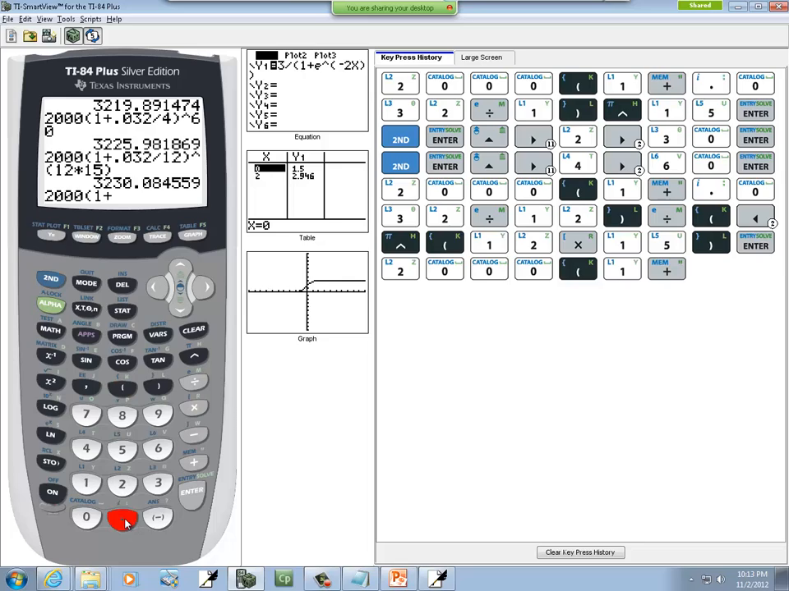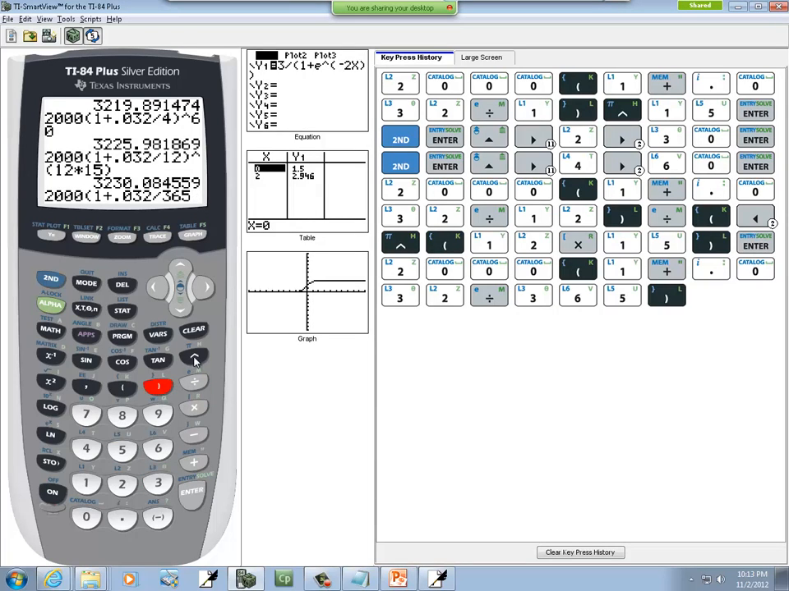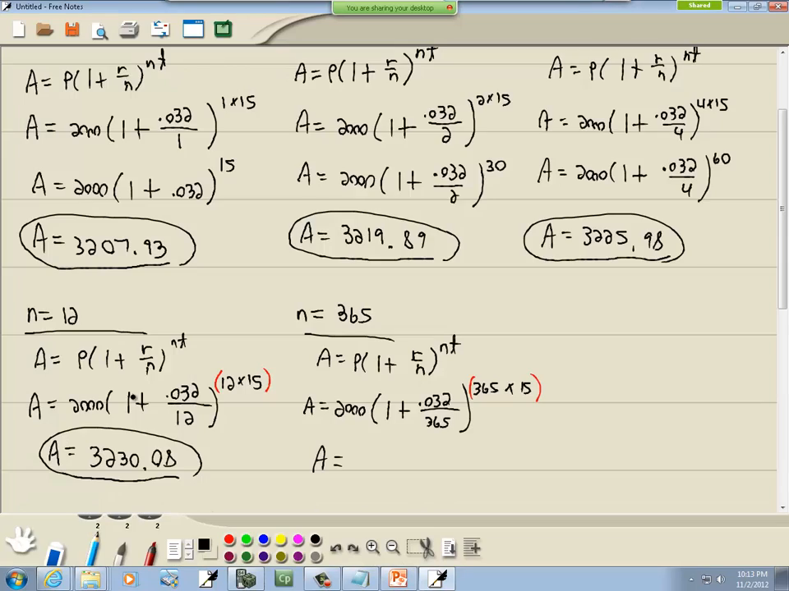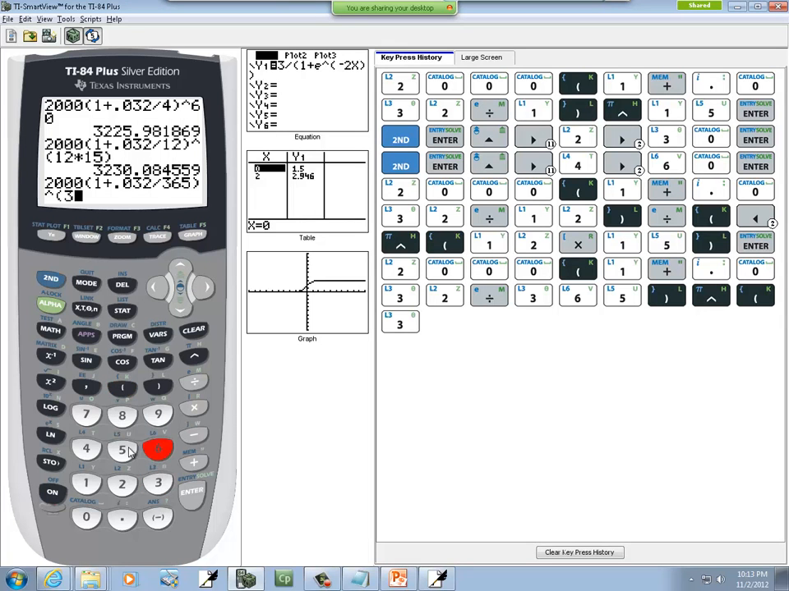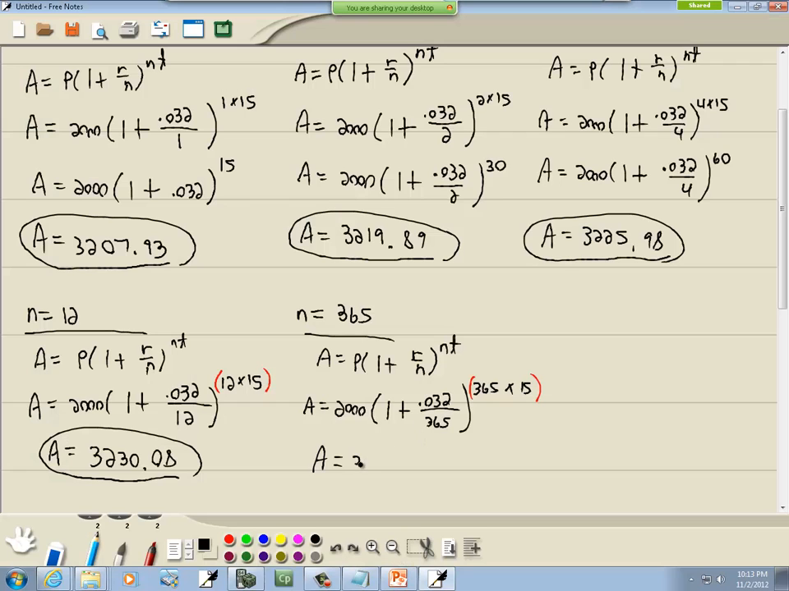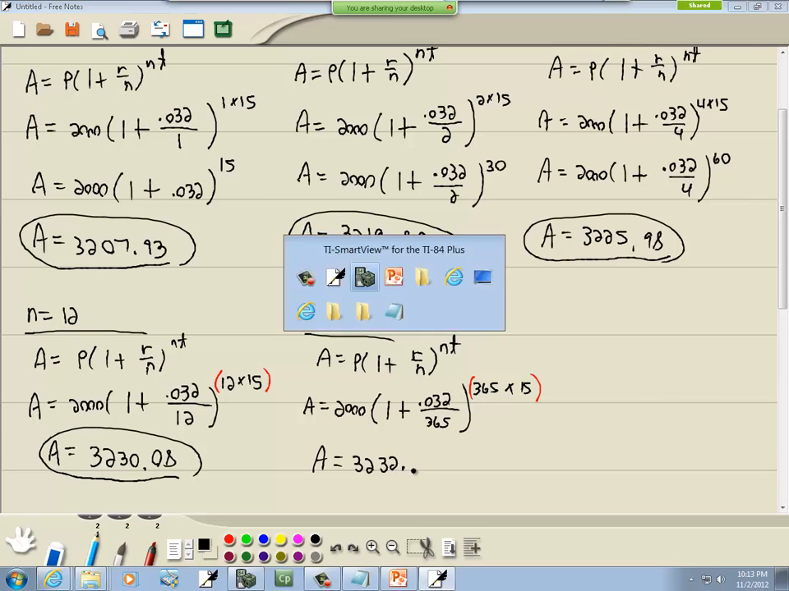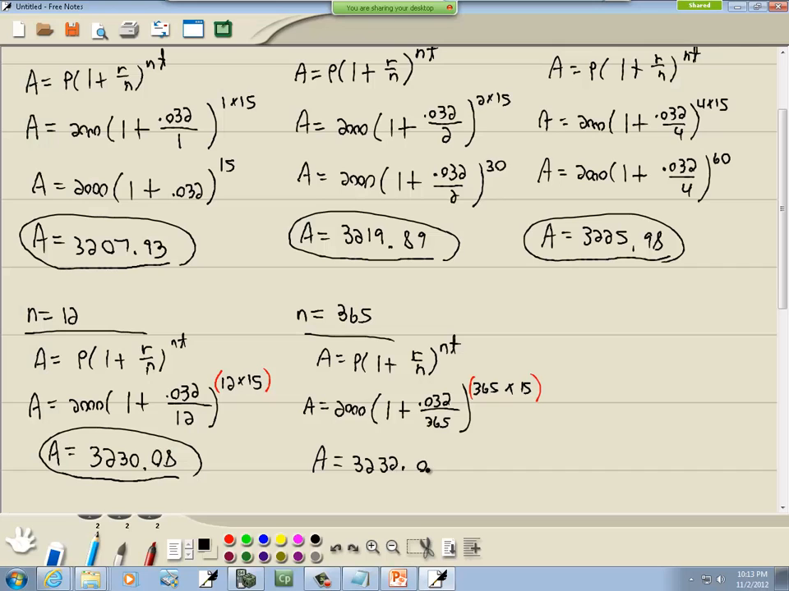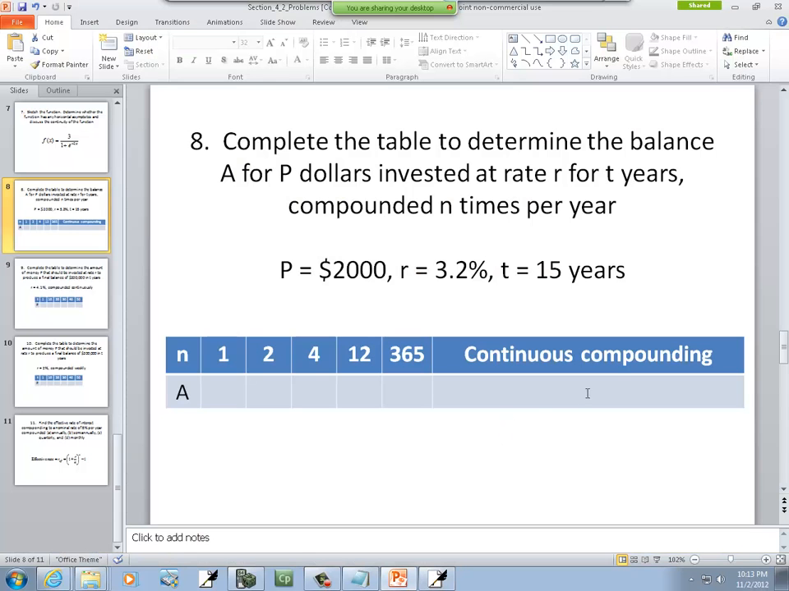1 plus 0.032 divided by 365, closing parentheses, caret, beginning parentheses, 365 times 15. Closing parentheses, enter. 3232.08. And then our last one, continuous.